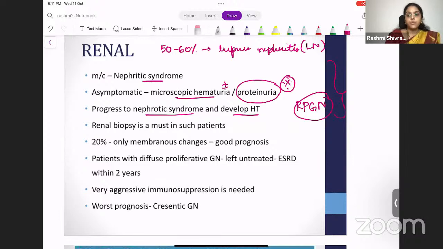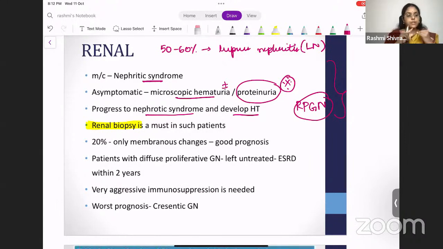So how will you find out what class the patient belongs to? For that, I told you renal biopsy should be done. So what should we look for in a renal biopsy? And when should you do a renal biopsy?